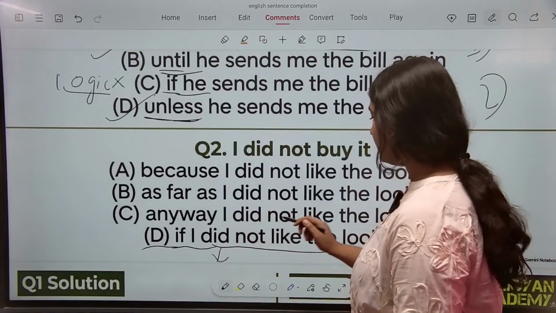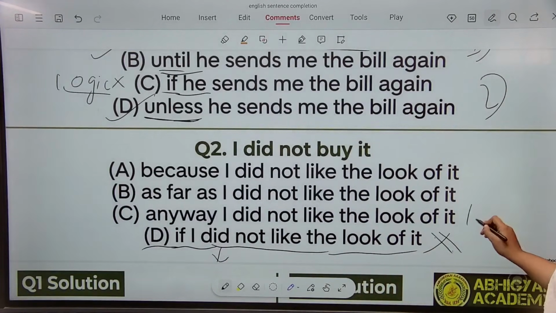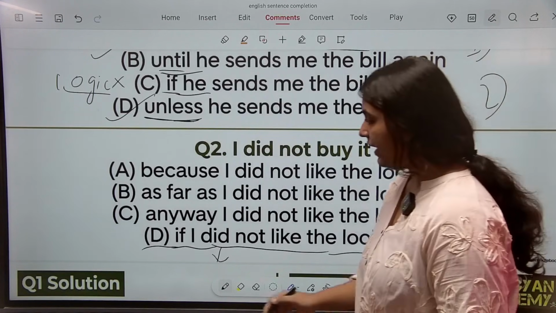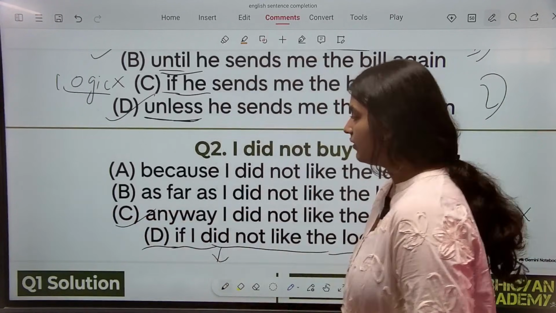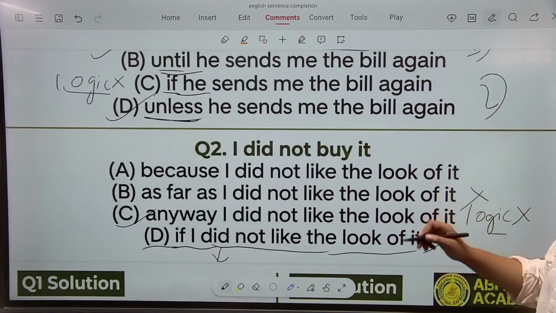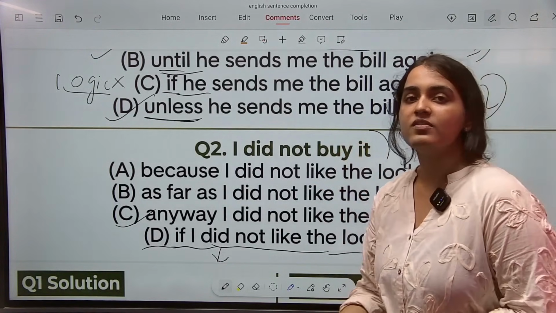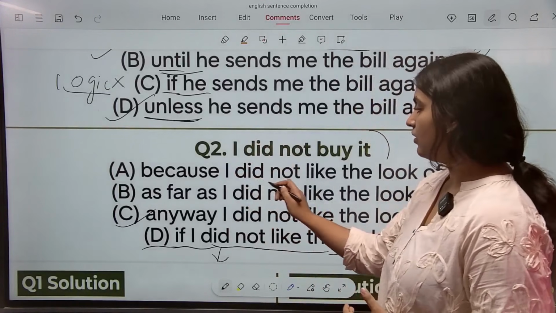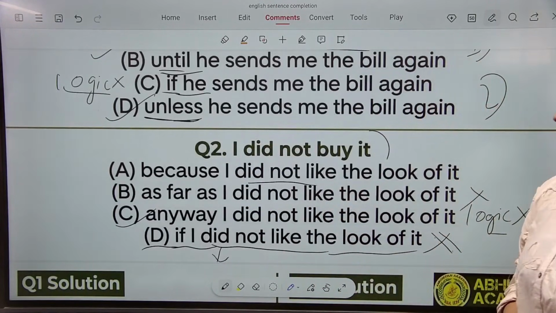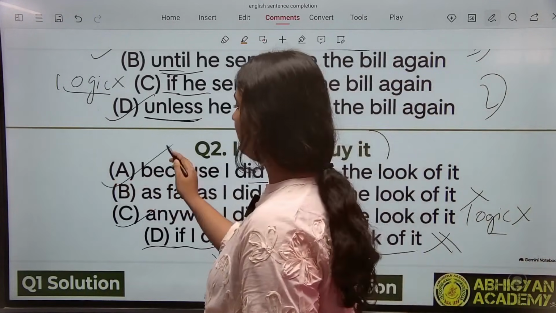About this, anyway I did not like the look. This does not make any logic. As far as I did not like it, this is also illogical. Here also there is a condition, I did not buy it. You ask yourselves why you didn't buy it? Because I did not like the look of it. So the correct option is option number A.